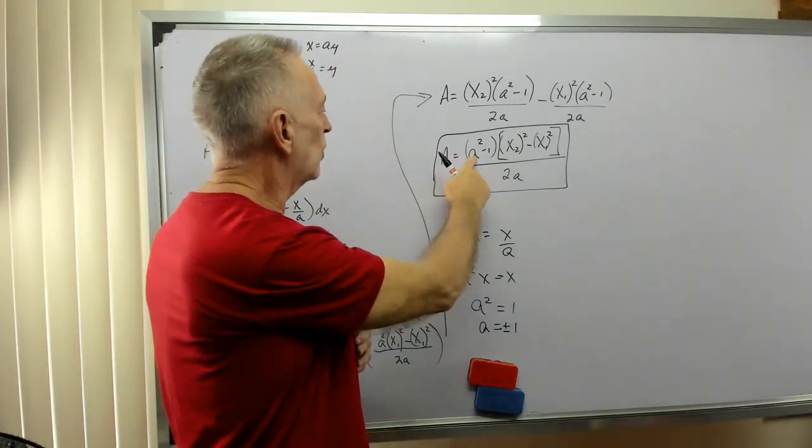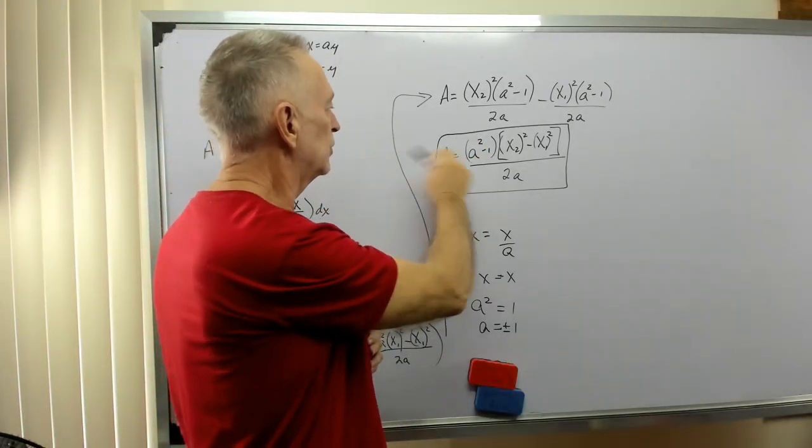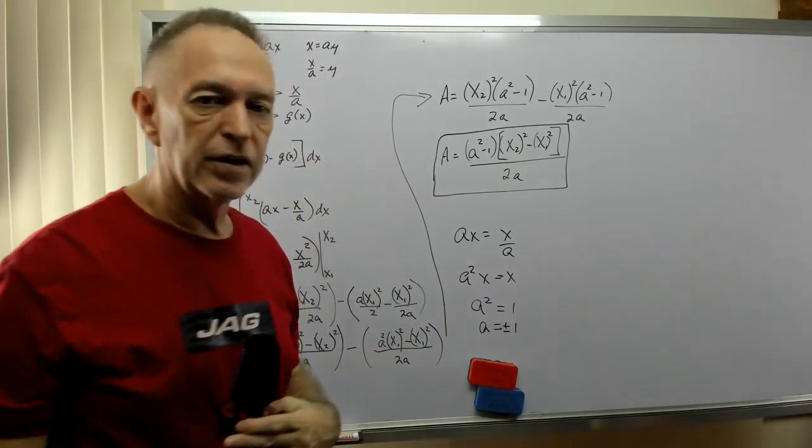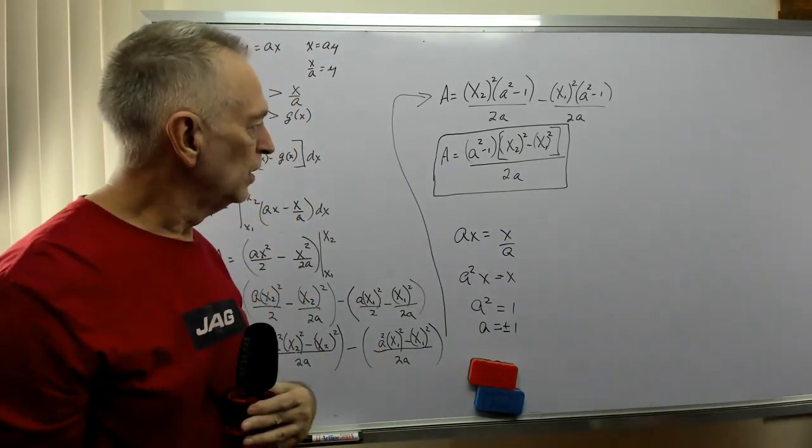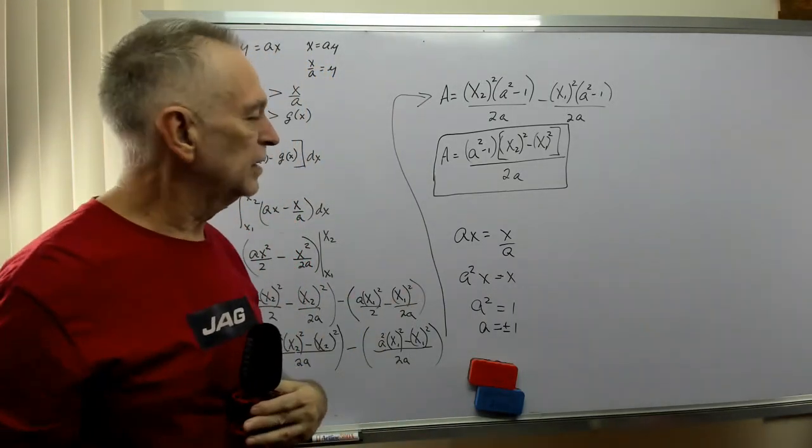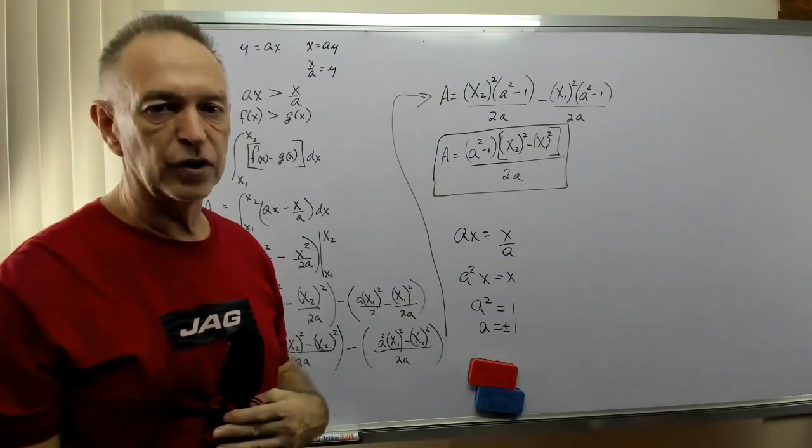Negative 1 squared is 1, and 1 minus 1 is 0. Again, the area is 0. So that formula works out, and that's, I think, what the teacher was looking for.